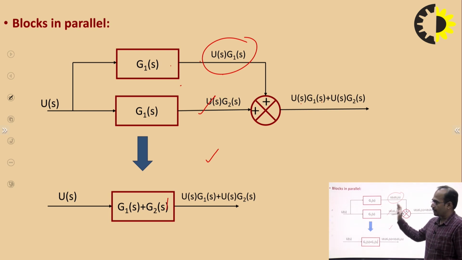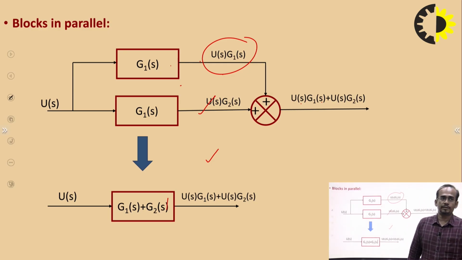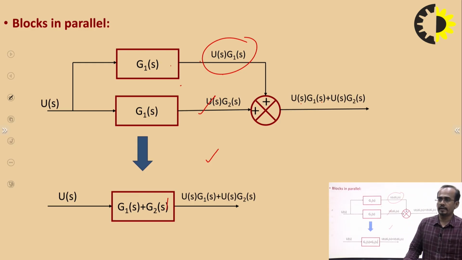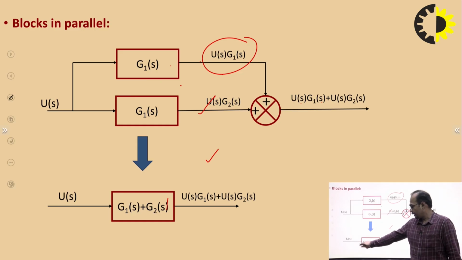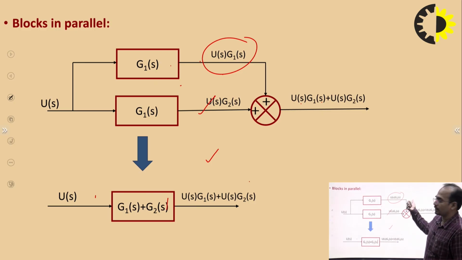The purpose of reduction of this block diagram is that the output cannot be changed. Without changing the output, you can manipulate and reduce the block diagram. So here you can see that U(s) is the input. The overall gain for this block diagram for the parallel connection is G1(s) plus G2(s), and the resultant output is the same as what we got in the previous block diagram.